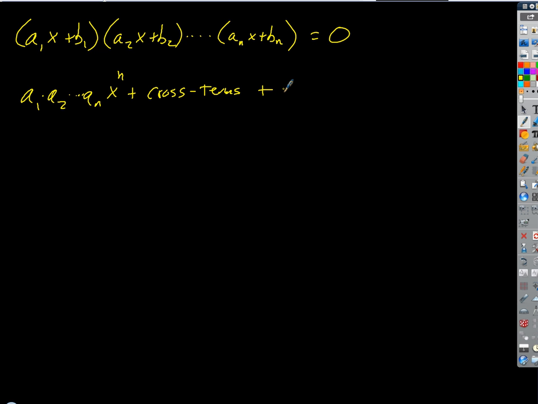What's the last term going to look like? What's the constant going to be? B1 times B2 times Bn. Right? Everybody agree? Okay. So let's reverse the process then. The zeros: what's the zero of this term going to be? Right? Negative. What's the zero of this term going to be?